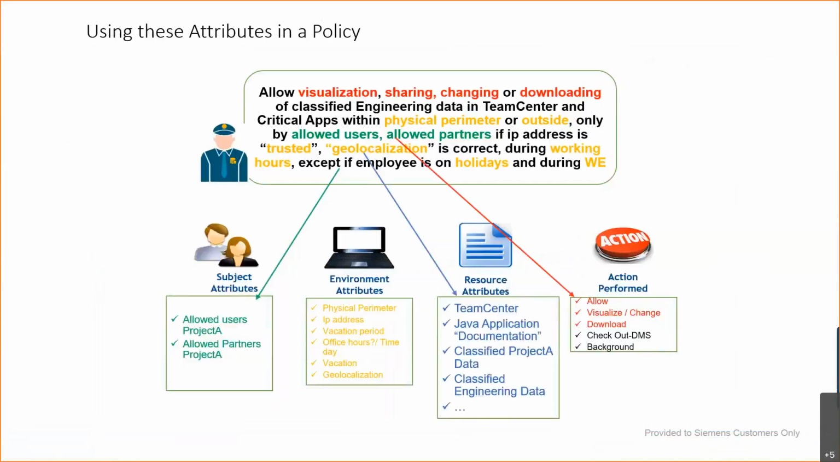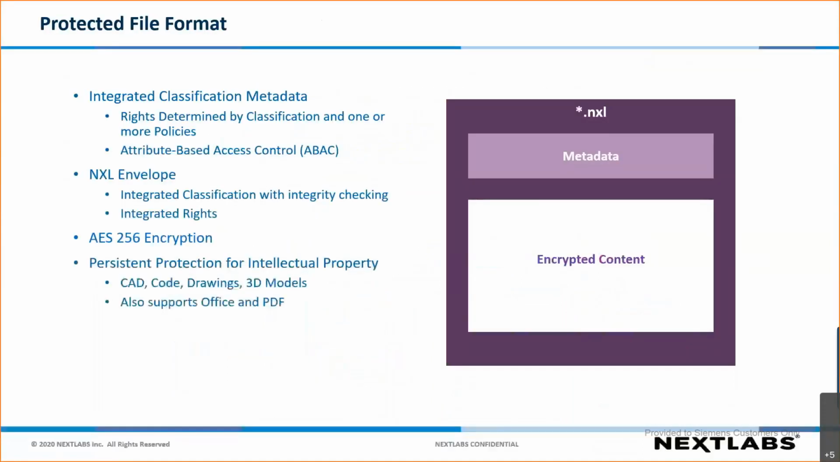So using attributes in a policy is pretty straightforward. It's a Boolean operation, essentially. It takes subject attributes, that's you as a user. It takes the environment attributes, the actual physical environment attributes, and it takes the resource attributes.